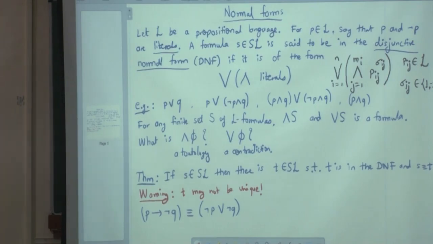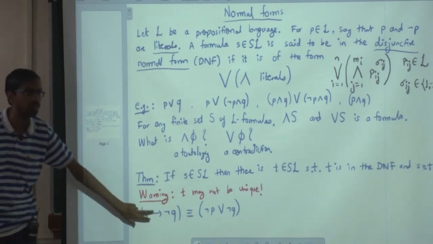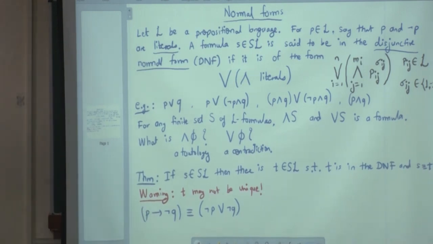Let us do it properly. Now, I'm just saying the same thing. P implies negation Q. What is the logical equivalence class? What atoms lie below it? This is negation P disjunction negation Q. So, which atoms will lie below it?